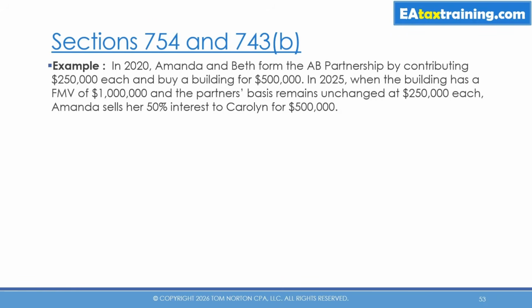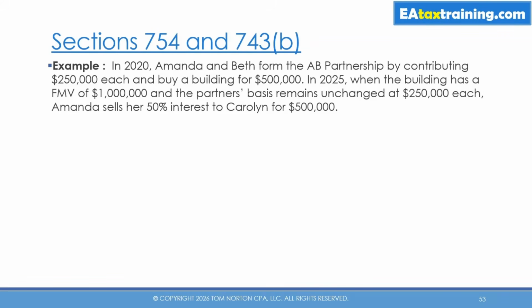In 2020, Amanda and Beth formed the AB partnership by contributing $250,000 each, and then they buy a building for $500,000. So their outside basis is $500,000, $250,000 each. Their inside basis is $500,000, the amount they paid for the building. In 2025, when the building has a fair market value of $1 million, and the partners' outside basis remains $250,000 each, Amanda sells her 50% interest to Carolyn for $500,000.